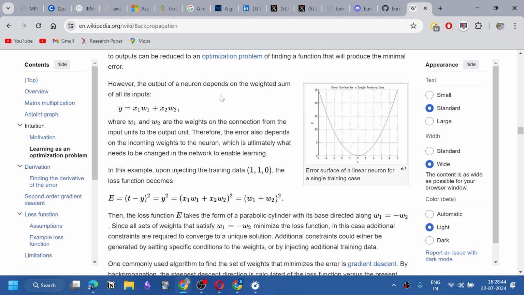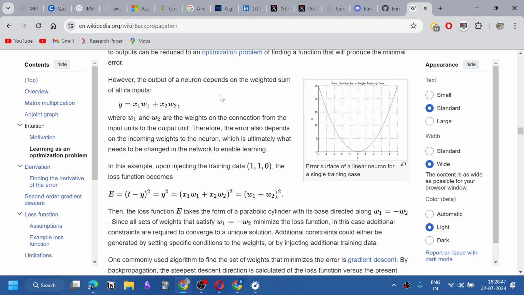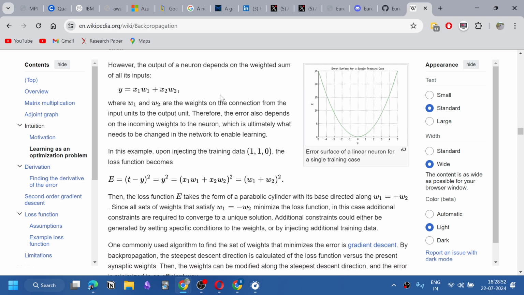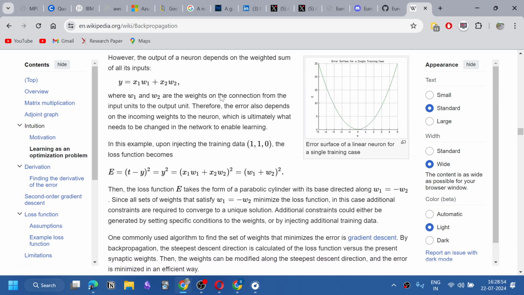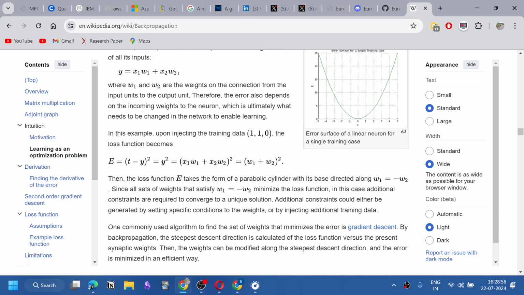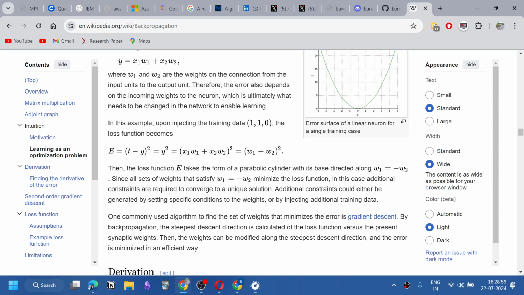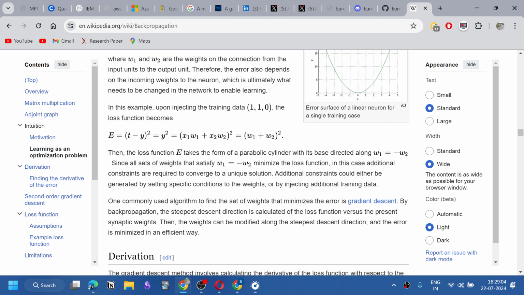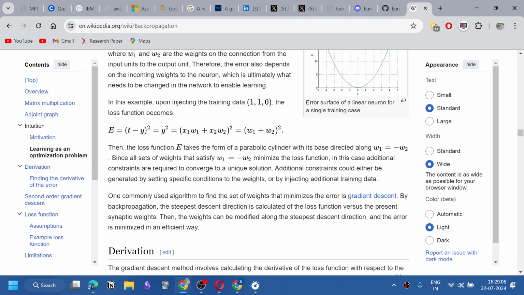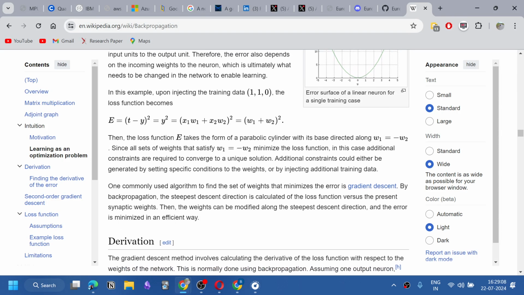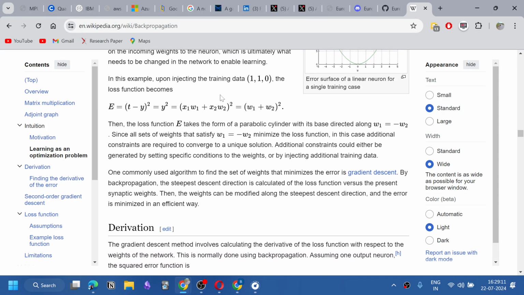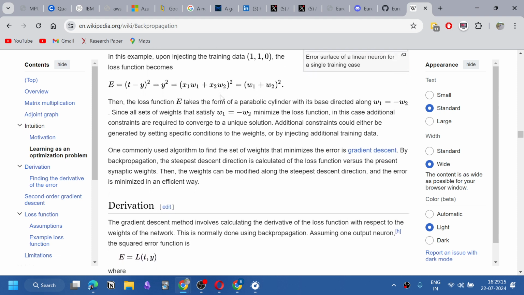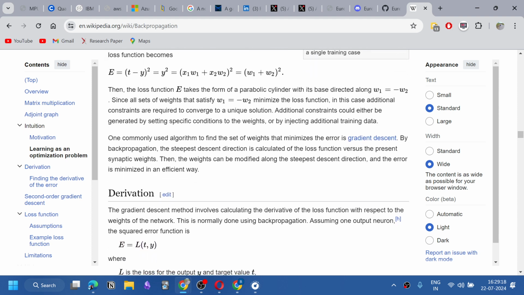Therefore, the problem of mapping input to output can be reduced to finding a function that produces the minimum error. However, the output of the neuron depends on the weighted sum of all its inputs, y = w1x1 + w2x2, where w1 and w2 are the weights from the input units to the output unit. Therefore, the error also depends on the incoming weights to the neuron, which is ultimately what needs to be changed in the network to enable learning. In this example of a single training datum, the loss function is (t − y)².